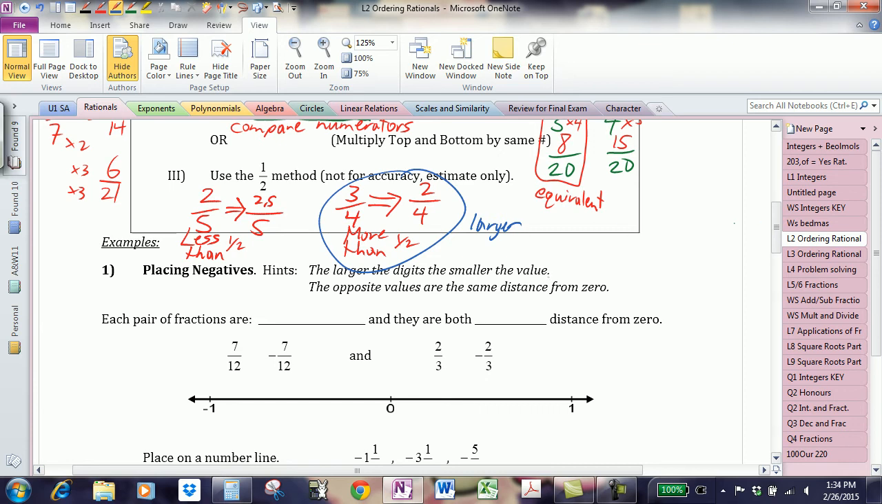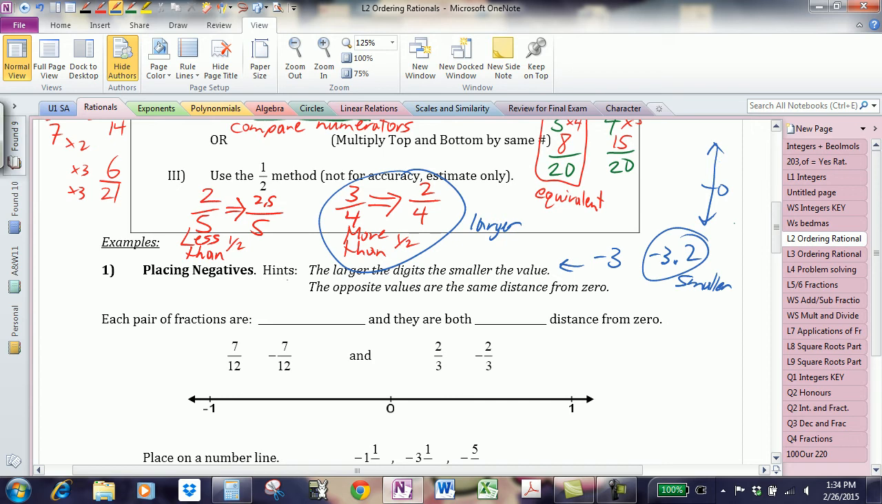Negatives. Two things to think about is that the larger the digits, the smaller the value. So if we have -3 and -3.2, this one here is smaller because it's closer to -4. It's further from 0. If you use a thermometer, it can help you a little bit. Okay? So you may want to plot the number on a number line, a vertical one.